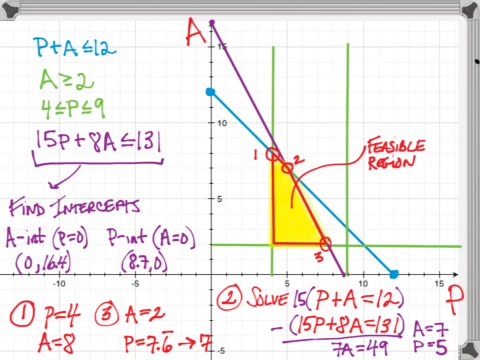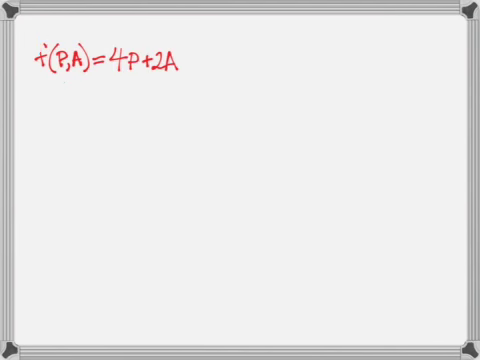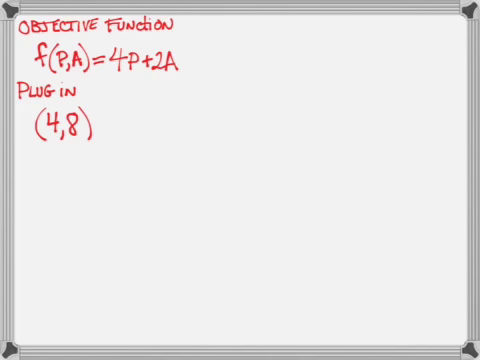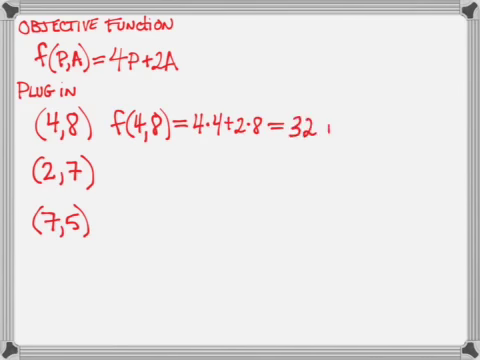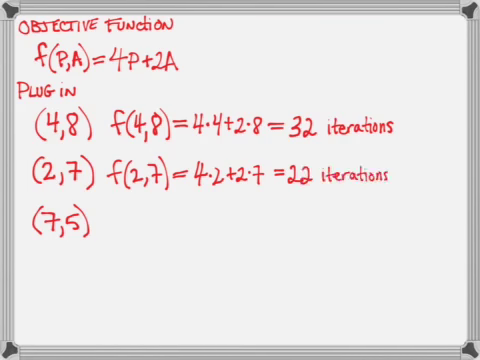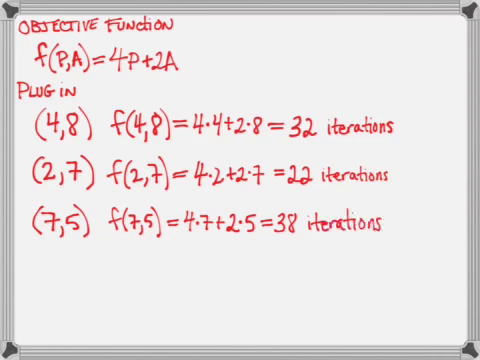So those are my combinations. 4 and 8, 2 and 7, 7 and 5. One of those is going to give the best number of iterations. So I take those values and I plug them into our function. I plug in 4 and 8, I plug in 2 and 7, I plug in 7 and 5. I get 32 iterations with 4 and 8. I get 22 iterations with 2 and 7, so this one's better so far. And then the last one, I get 38 iterations. So which is the best?